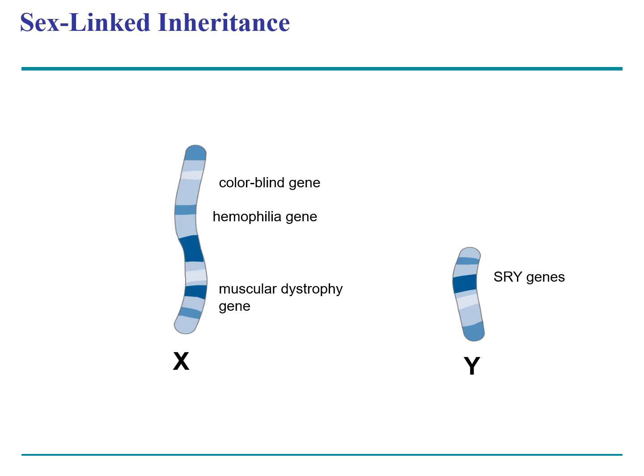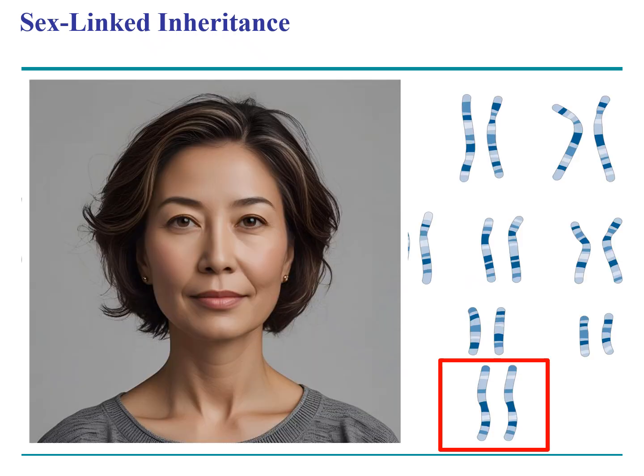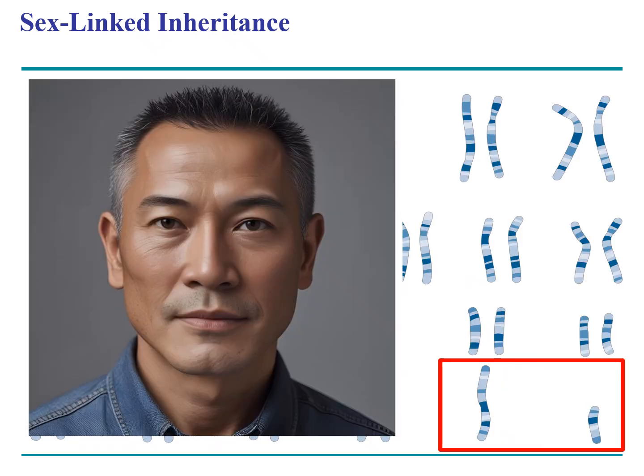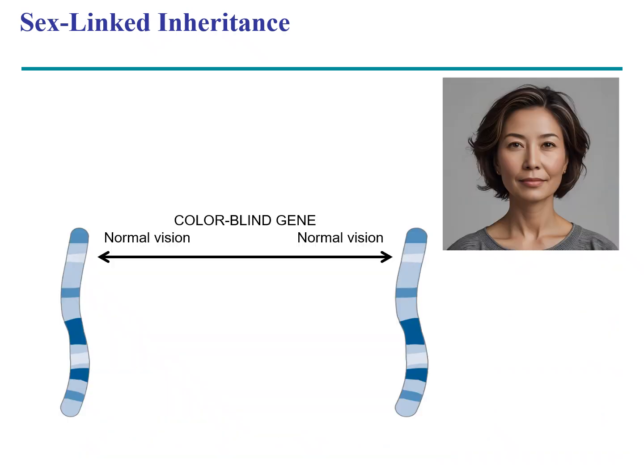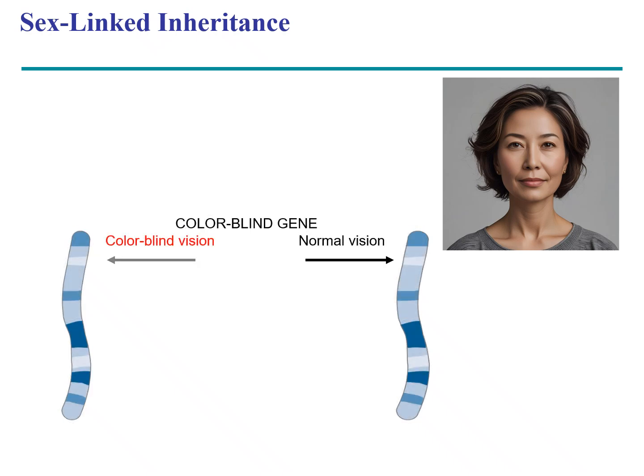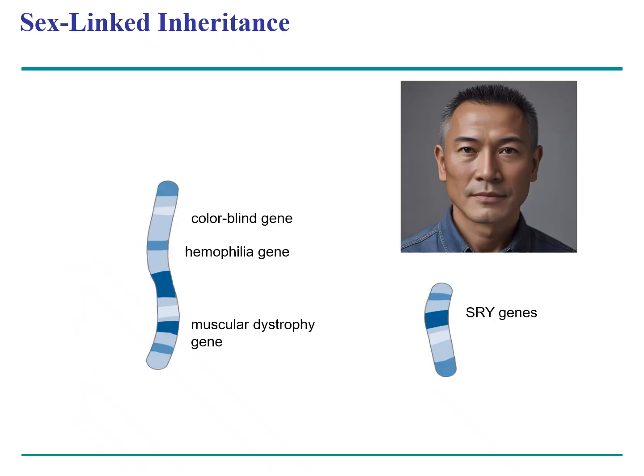set of genes. The female genotype is XX. The male genotype is XY. Therefore, females can be homozygous for genes on the X chromosome. Females can also be heterozygous for genes on the X chromosome. However, males are referred to as hemizygous, and therefore all the genes on the X chromosome are expressed. There are no matching genes on the Y.